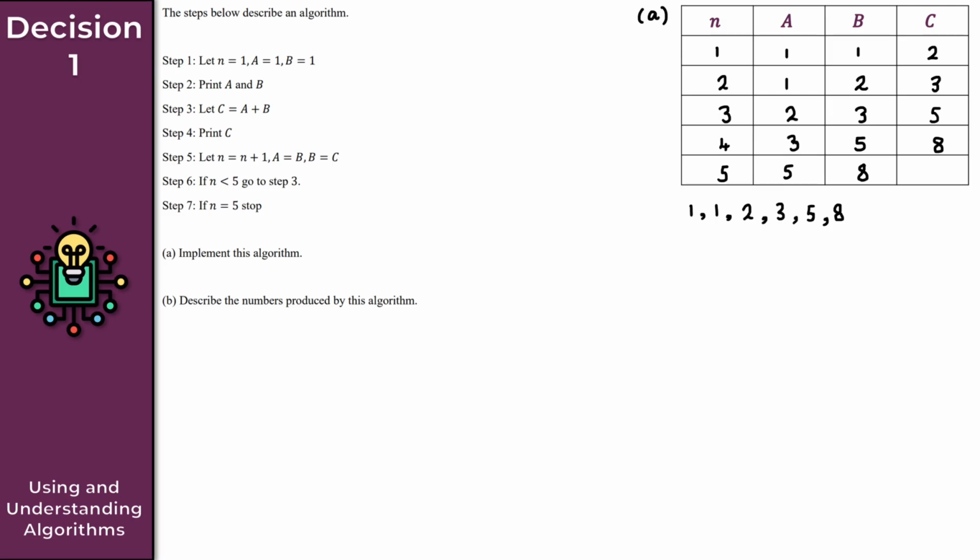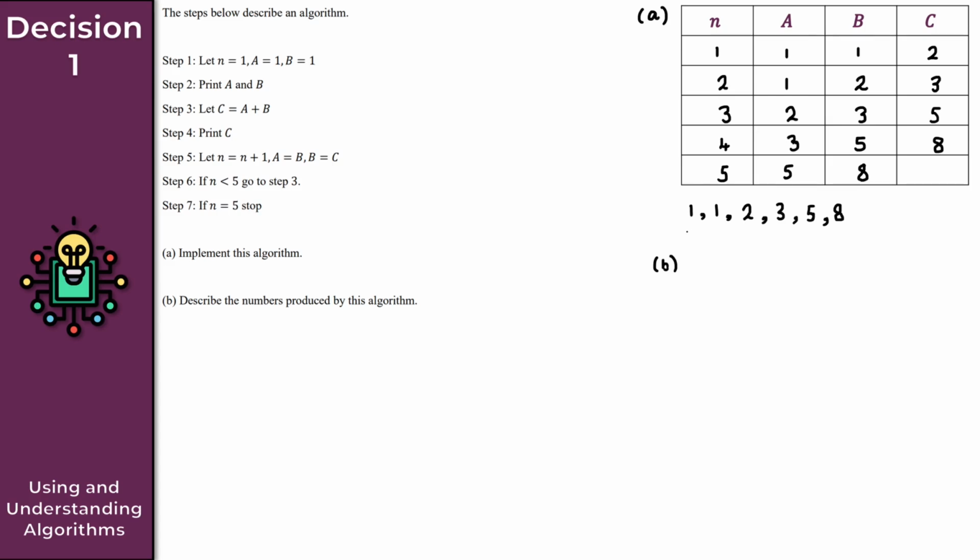And then for the final part of this question here, part B. So for part B then, it just says describe the numbers produced by this algorithm. This is very typical again of an exam question here on algorithms, right? The first part, very common. It'll just ask you to perform or implement the algorithm. And then part B will ask you to describe or basically just explain what the algorithm is doing or producing.